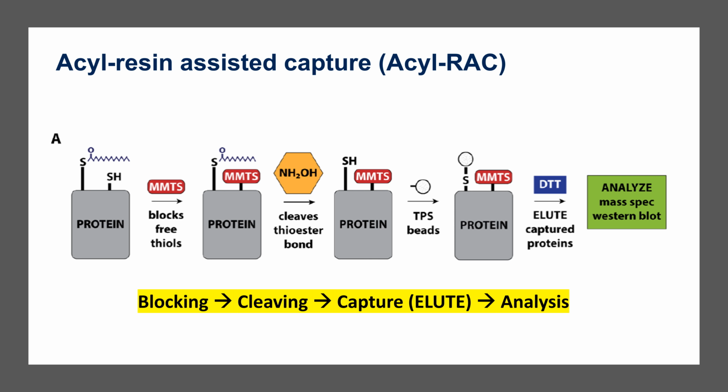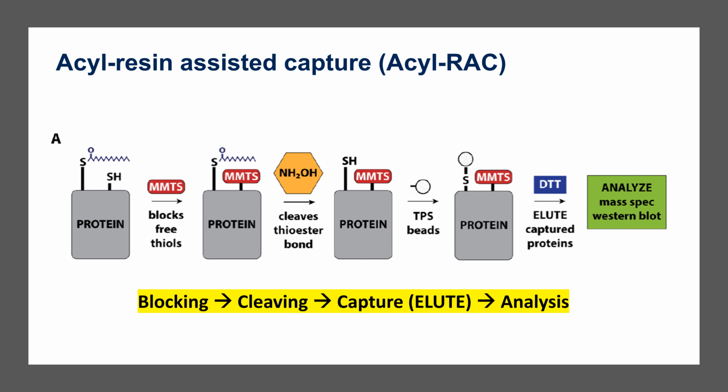And here you can see cysteines have a bunch of free thiol groups. And right here is what we're hoping to isolate by the end, because this is our palmitate. We use a chemical called MMTS, which blocks all the free thiol groups. So these free thiol groups here on this protein are just going to be blocked with this big chemical, MMTS. So the palmitate is not blocked.